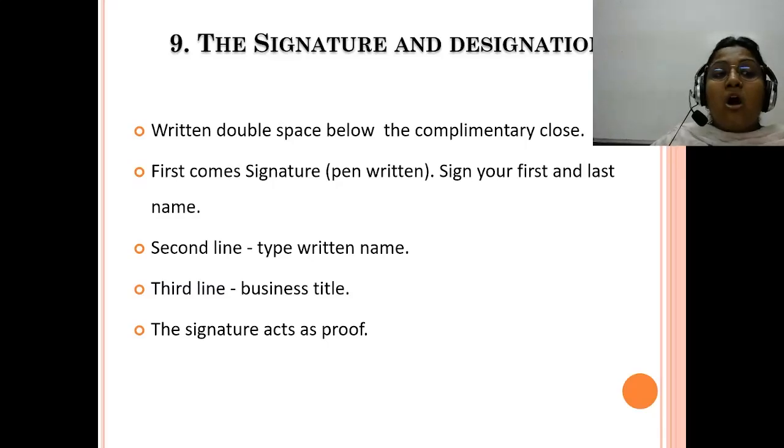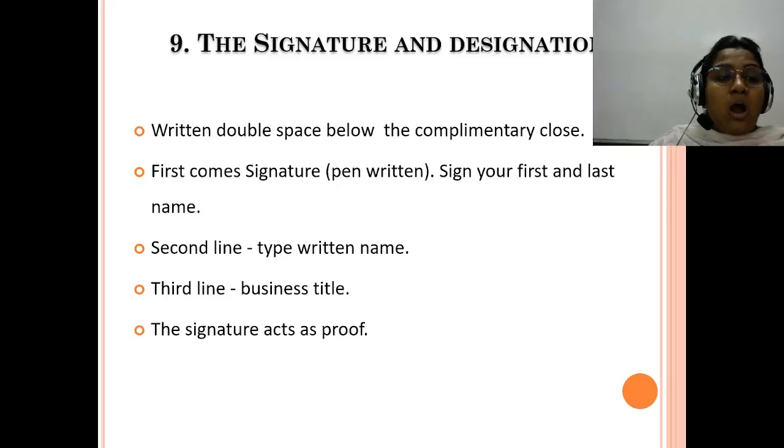Now, what are the optional things to be included? What else can we include? We have learned about the signature part. We have learned about the address part. We learned about how to give the margins. So, what optional thing can we include?